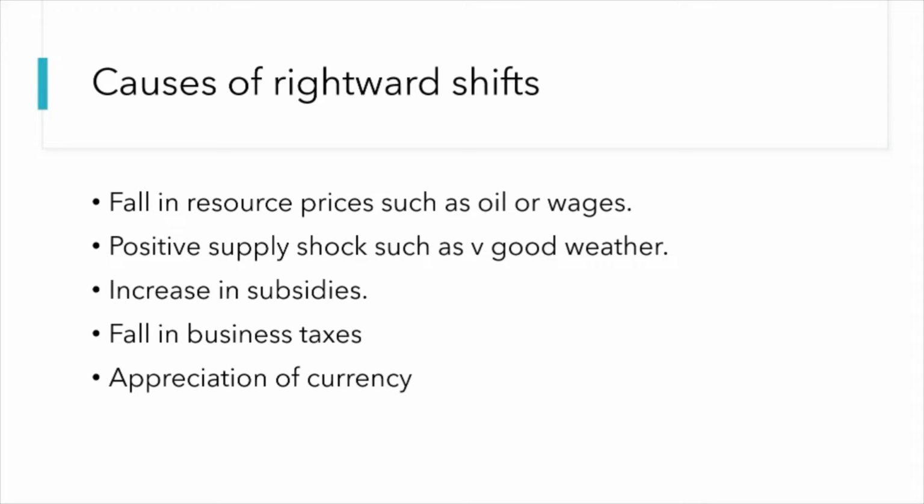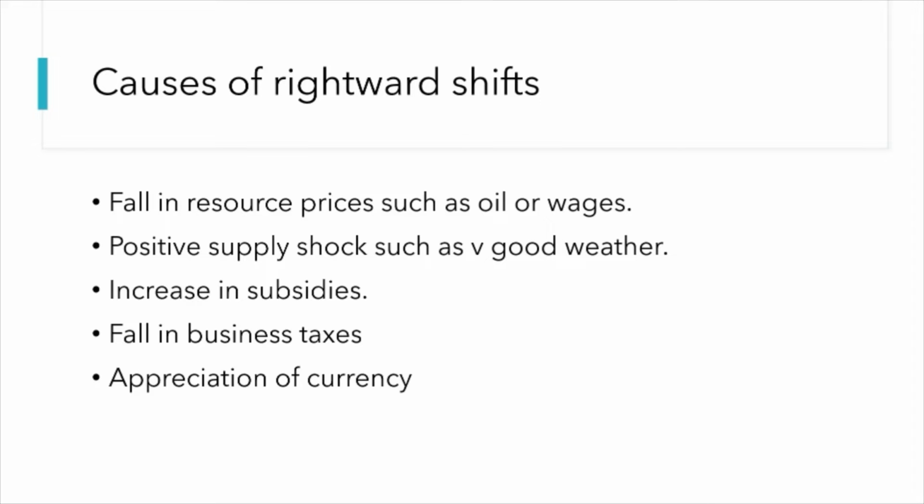Subsidies are payments made by the government to firms which lower costs of production. If subsidies increase, then firms' costs of production decrease, and hence they will produce more, and the aggregate supply curve shifts right. Taxes are treated as costs of production, so if taxes fall, the costs of production fall, and hence aggregate supply increases.